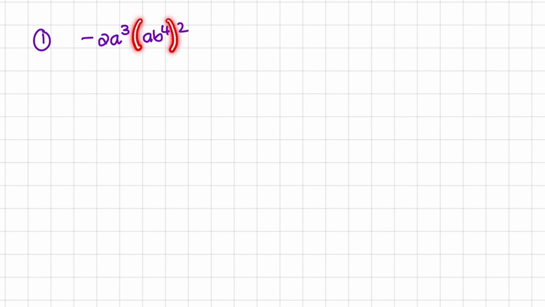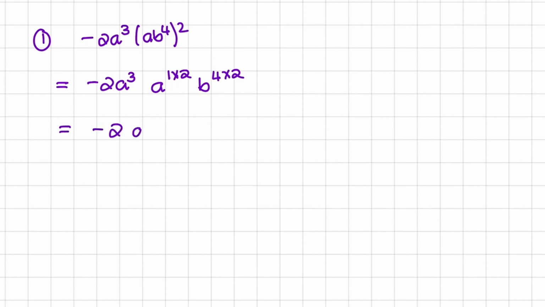First, let us remove the brackets, and we'll do that by multiplying the 2 into the exponent of b and to the exponent of a. So we'll have negative 2a to the power of 3 times a to the power of 1 times 2, b to the power of 4 times 2. And this 1 comes from a, because there's no exponent on a, then that is 1. So let us quickly simplify. So we have negative 2a to the power of 3, a squared, b to the power of 8.